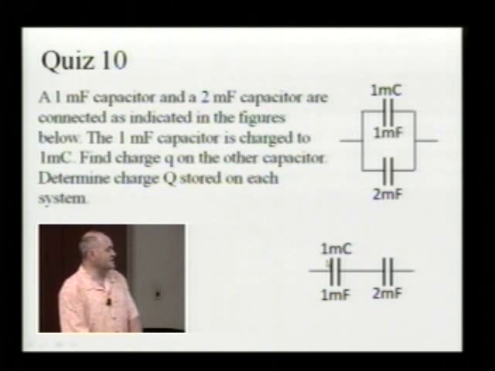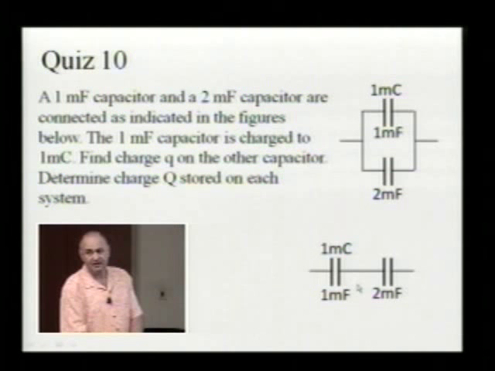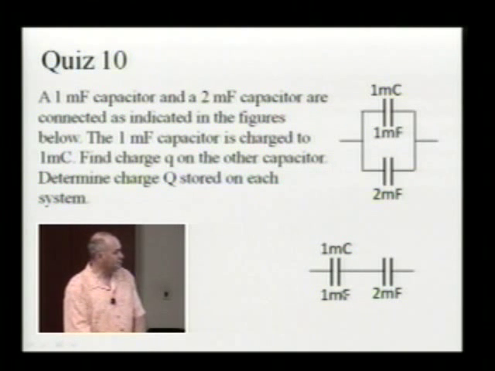Now, how about here? Well, what's potential difference across this capacitor? Well, we can figure out exactly the same way as in the first case. So this charge should be equal to this capacitance multiplied by potential difference. So it must be 1 volt also. So potential difference across this capacitor is 1 volt.